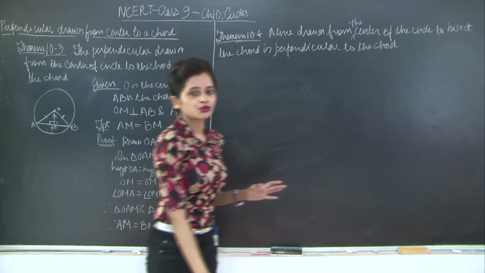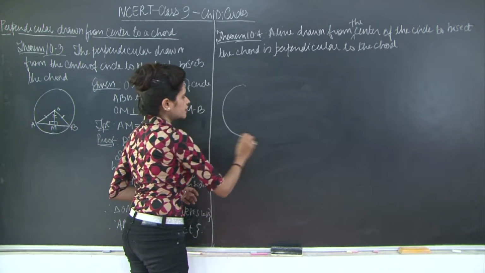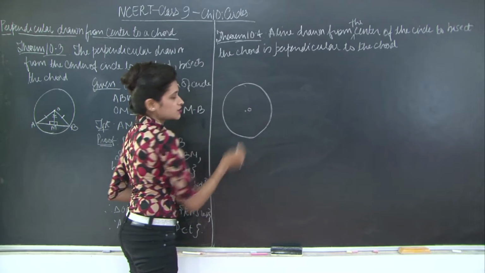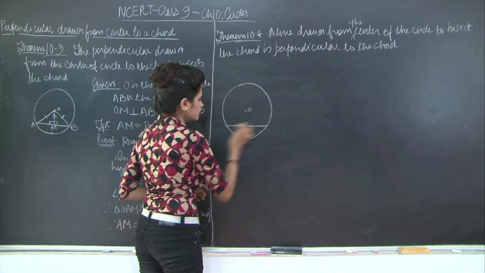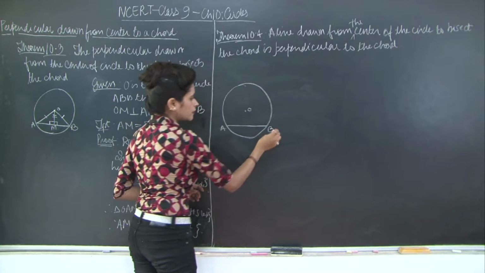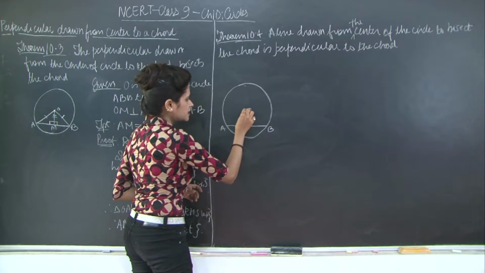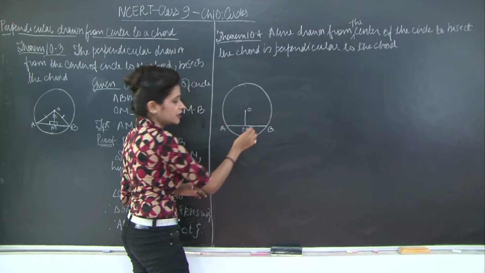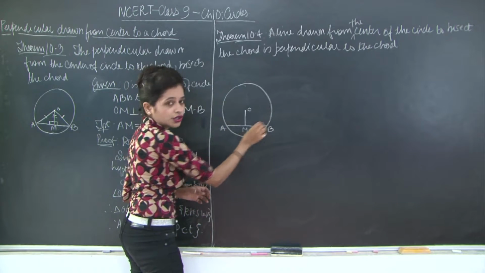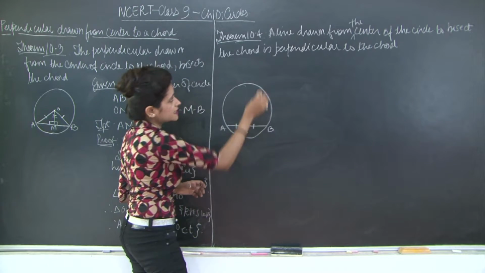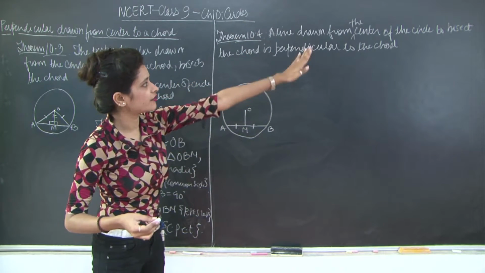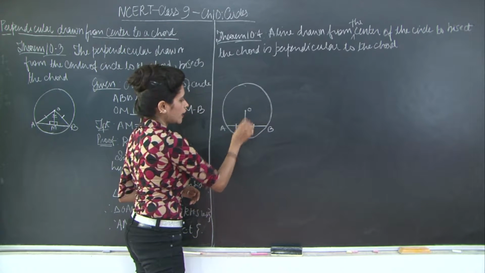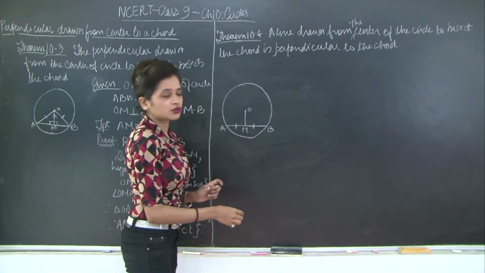So, what are you going to do here? You will draw your circle, right? You will mark the center as O. You will take your chord AB, and it's been given that the line drawn from the center of the circle to the chord, OM, is bisecting the chord. This has been given. Now, you need to prove that each of these angles, OMA and OMB, is equal to 90 degrees.